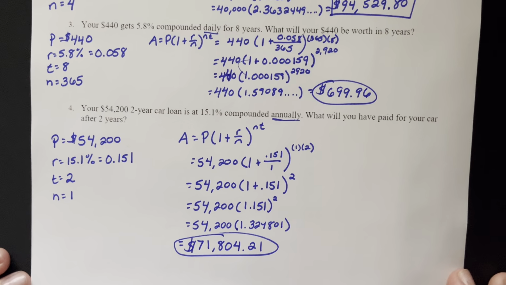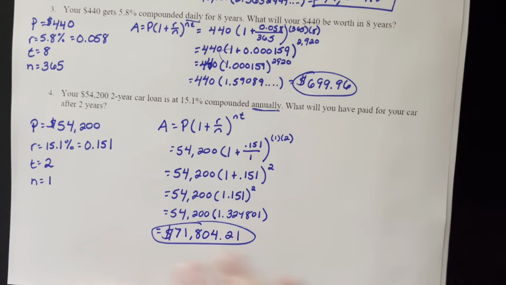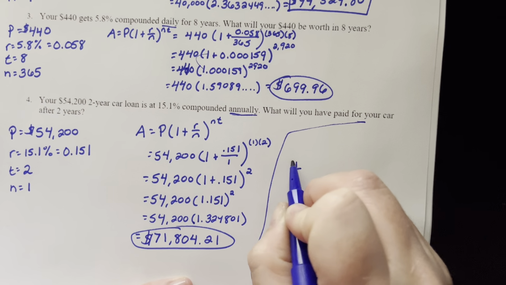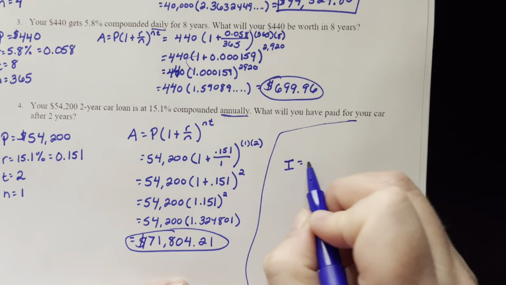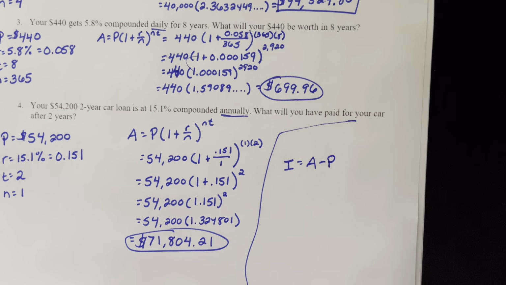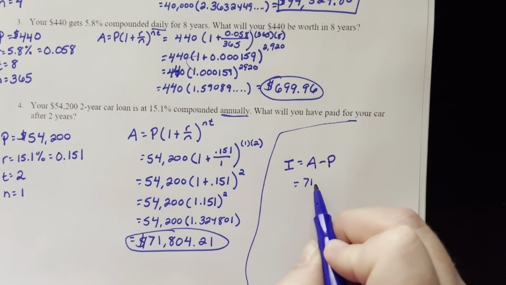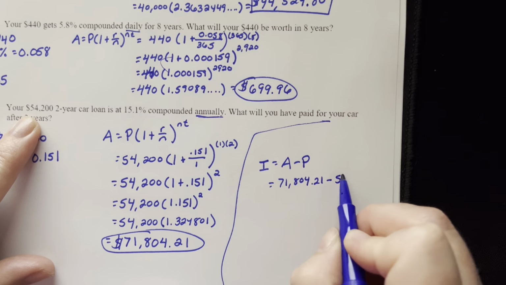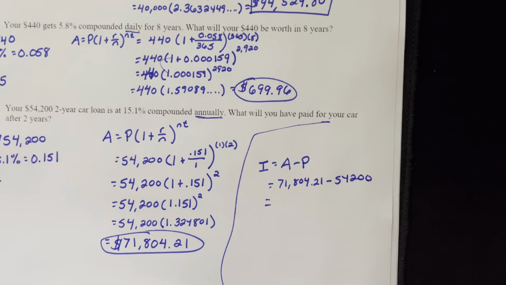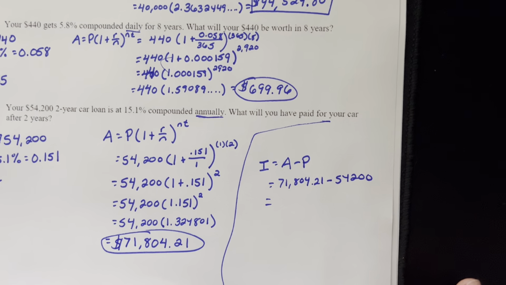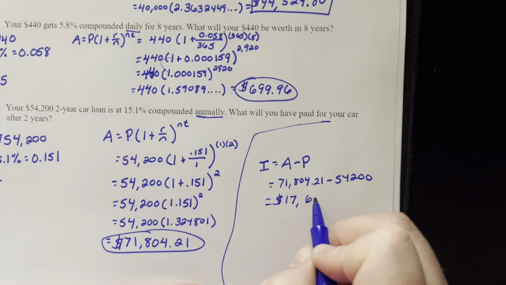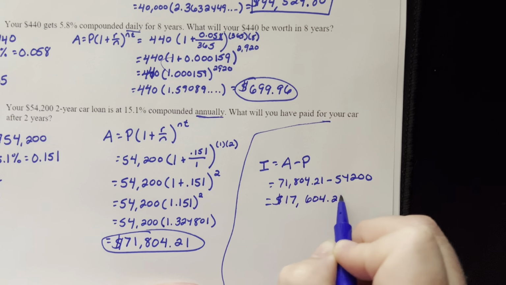So we could actually figure out how much interest you ended up paying, right? This is a tangential problem. So if we wanted to find the interest that you paid the bank, it would be the amount minus the principal. So the $71,804.21 minus the original amount, 54,200. So you paid the bank an additional $17,604.21.